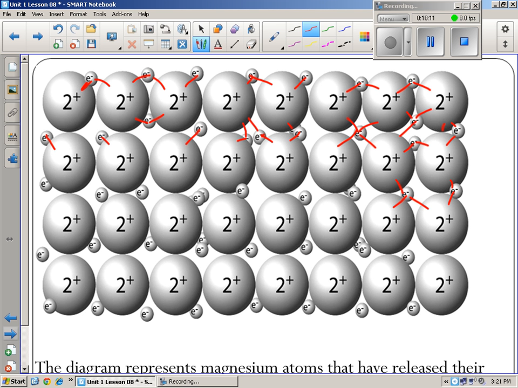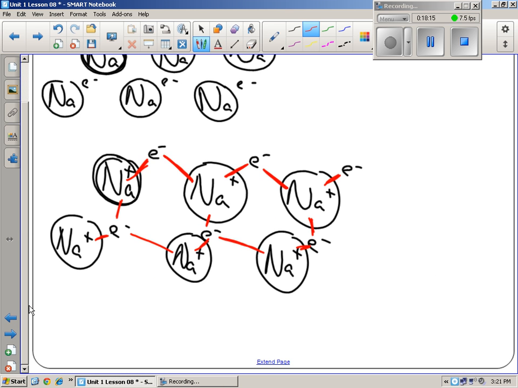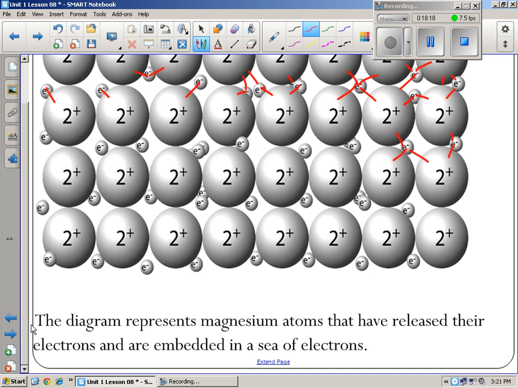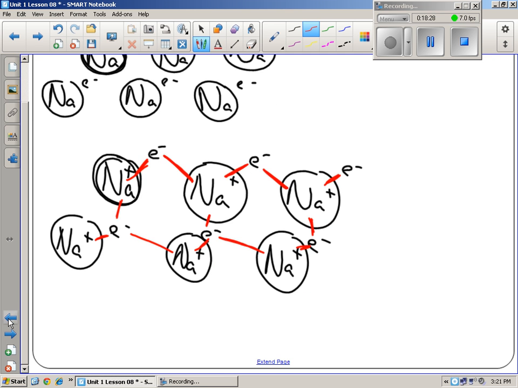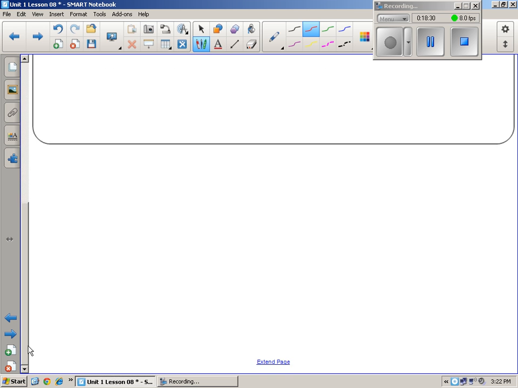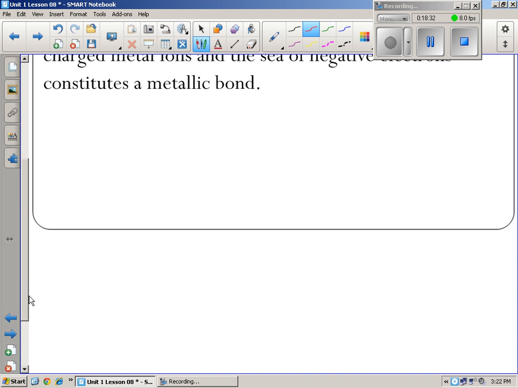Opposites attract, okay? By the way, we missed something here somewhere. Maybe it's on the next page here. The diagram represents magnesium atoms that have released their electrons that are embedded in a sea of electrons. Where did I have it? Maybe it's on this page. Oh, I did have it there. Must have erased it. So I will do one more thing for you.